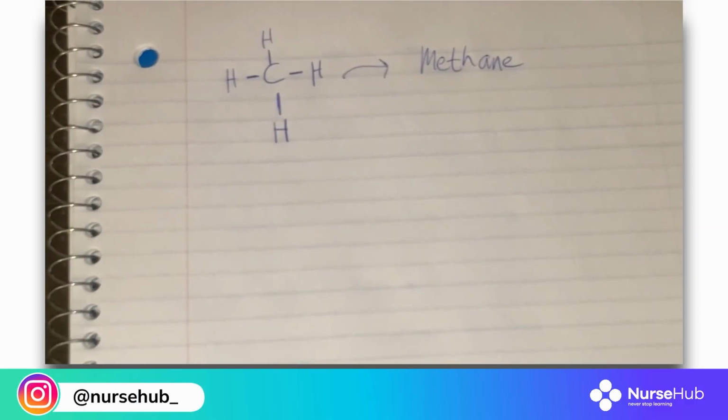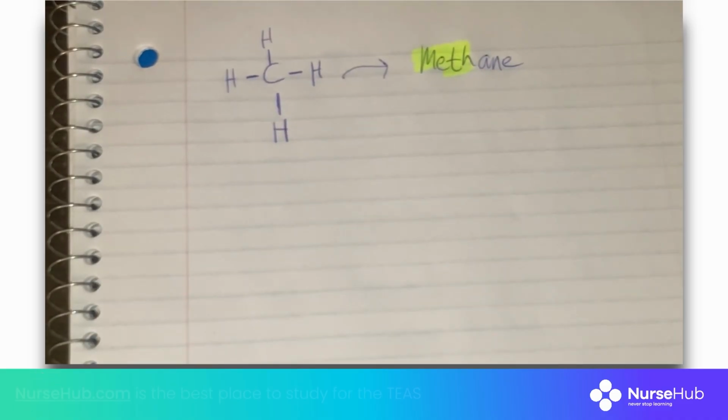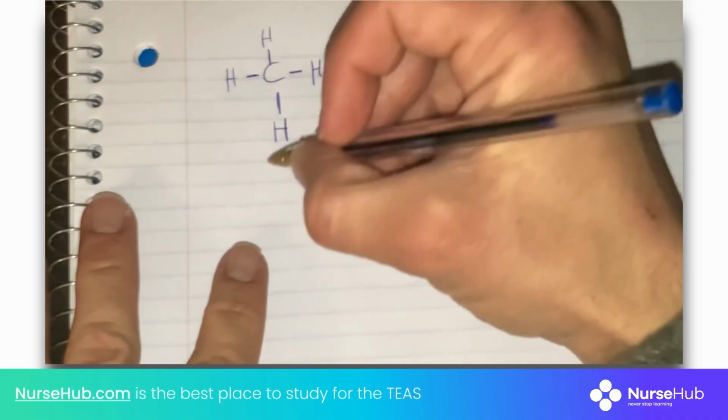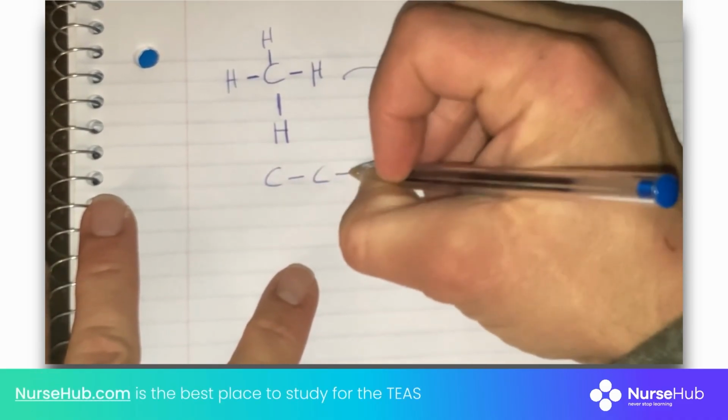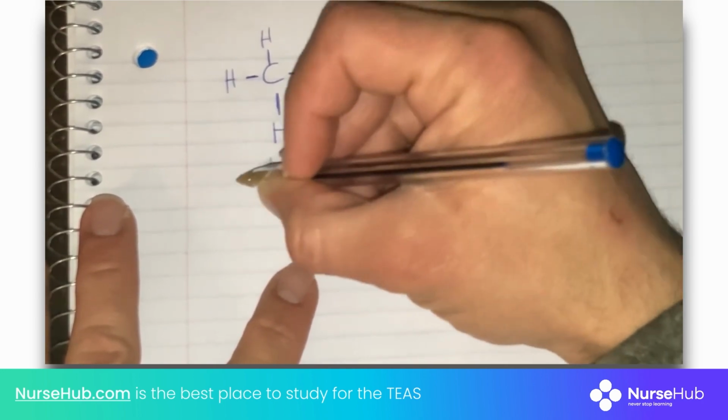And it's all single bonds, so it's a methane as the ending. Okay, the ending is important too. Let's ramp it up just a little bit. What if we add 3 carbons, all single bonded?